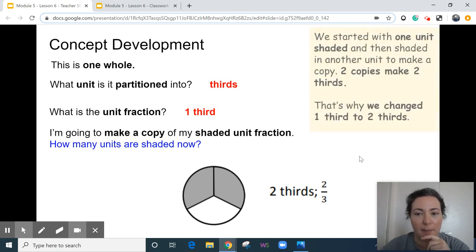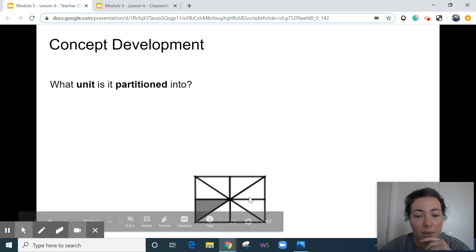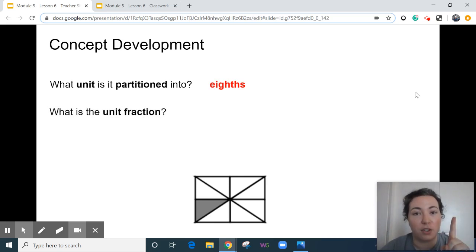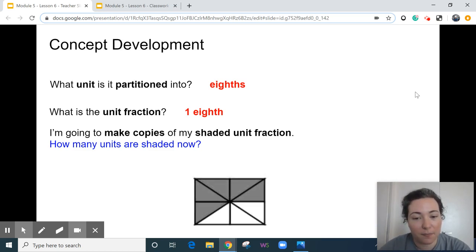Okay, so let's look at another example. Here we have a rectangle, another shape, and what is it partitioned into? Well, we can count 1, 2, 3, 4, 5, 6, 7, 8 parts, so it's partitioned into eighths. Now the unit fraction would be, remember that's just one of the parts, 1/8. And now I'm going to color in, I'm going to copy the shaded part to fill in some of the other parts.